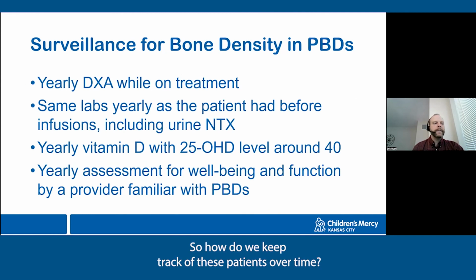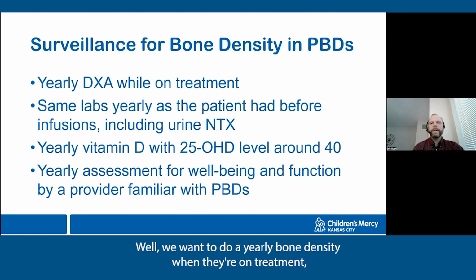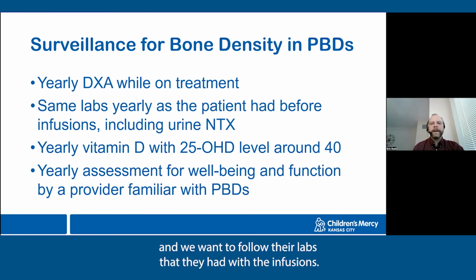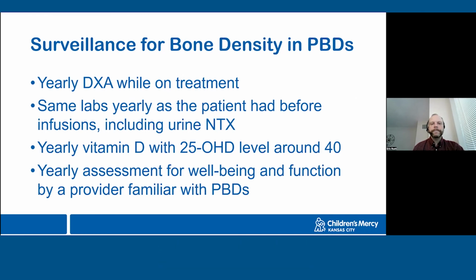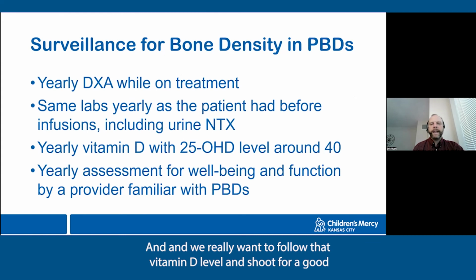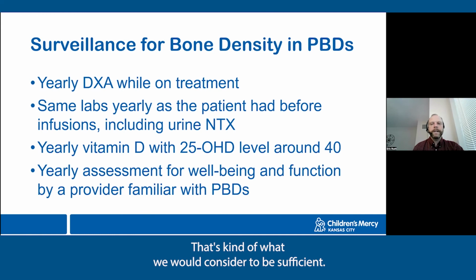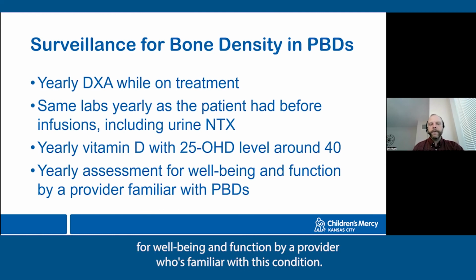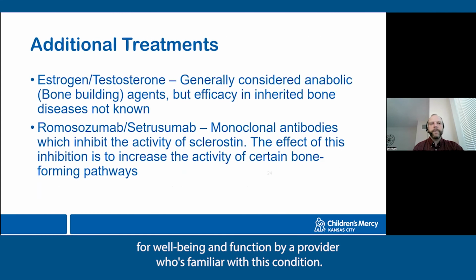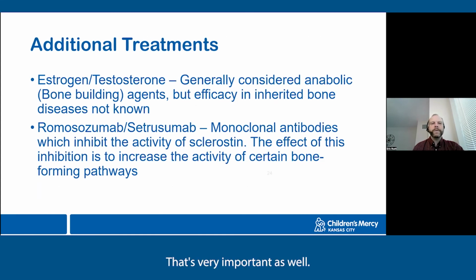So how do we keep track of these patients over time? Well, we want to do a yearly bone density when they're on treatment, and we want to follow the labs that they had with the infusions. And we really want to follow that vitamin D level and shoot for a good 25-hydroxy vitamin D level of around 40 nanograms per milliliter. That's kind of what we would consider to be sufficient. And then we also want to do a yearly assessment for well-being and function by a provider who's familiar with this condition. That's very important as well.